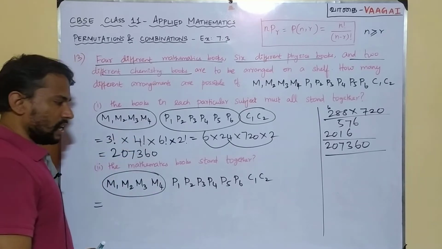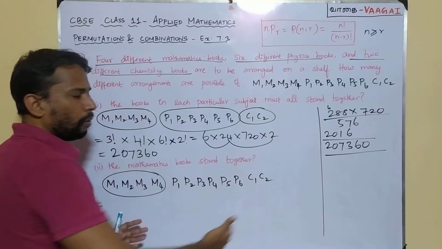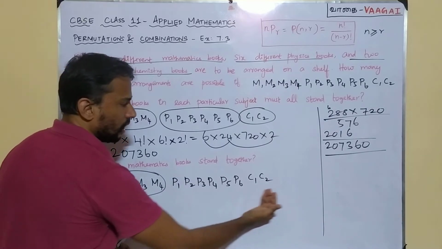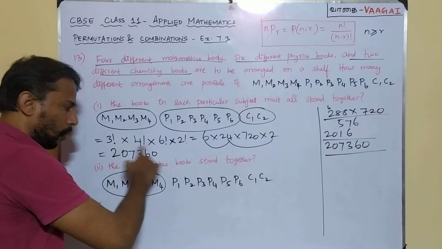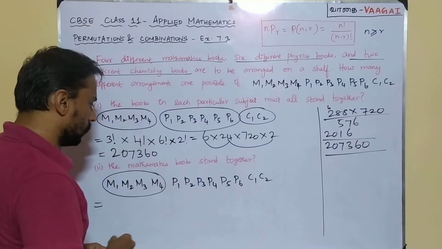So now we'll count and see. There will be totally 9 objects here, is it or not? Because here there are 6 plus 2, 8, plus 1, this is like one single object now, okay? Just remember that very carefully.